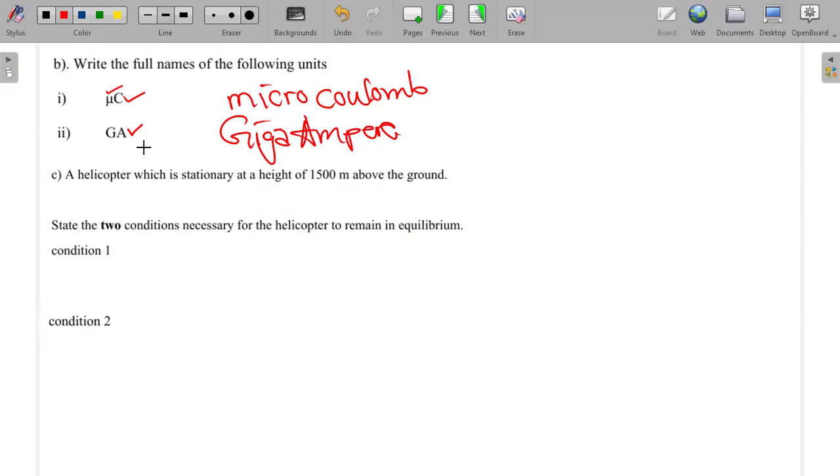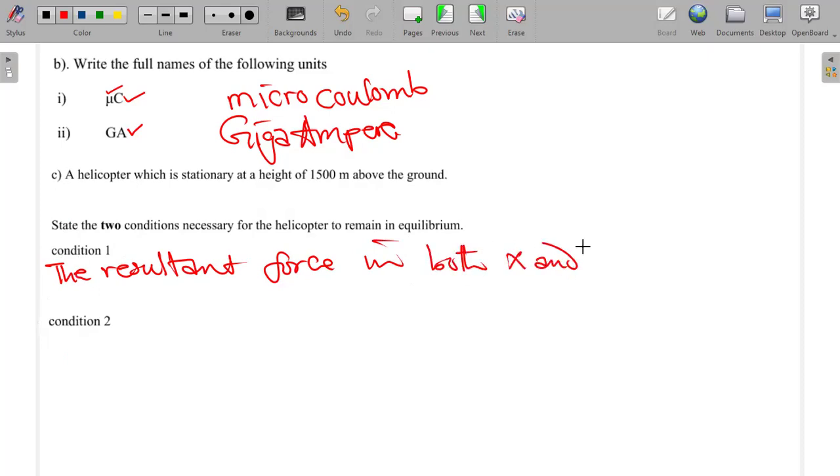One of the first conditions is that all the forces that are acting on that particular object must be in equilibrium. So we can just say the first condition, the resultant force in both the axes, which means in both the vertical and horizontal, this is the horizontal axis, and the vertical axis, must be zero.